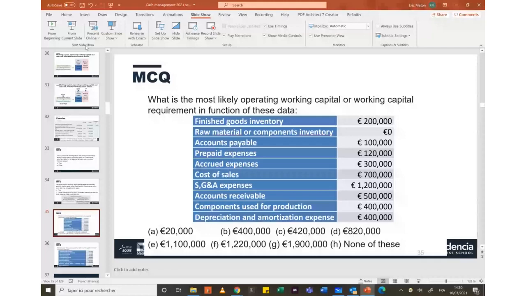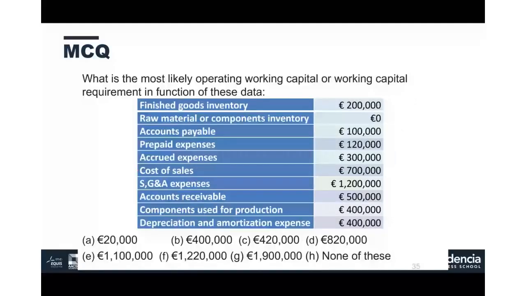So you don't care about the cost of sales. It's inside the P&L. You don't care about the SG&A expense. It's inside the P&L. So it's operating expenses by function. You don't care about the components used for production. It's operating expense by nature. You don't care about the D&A expense. It's operating expense by nature. So you want the rest.